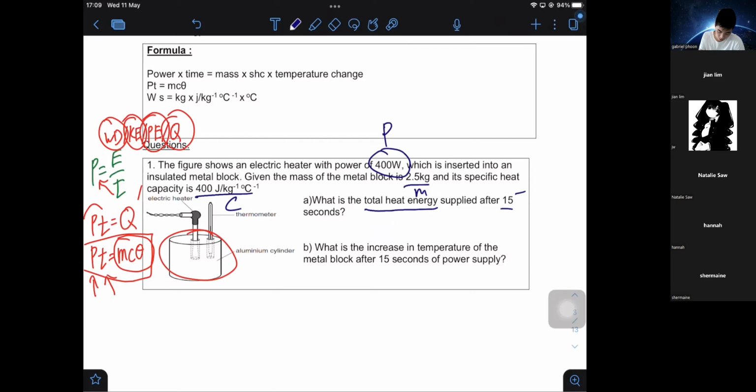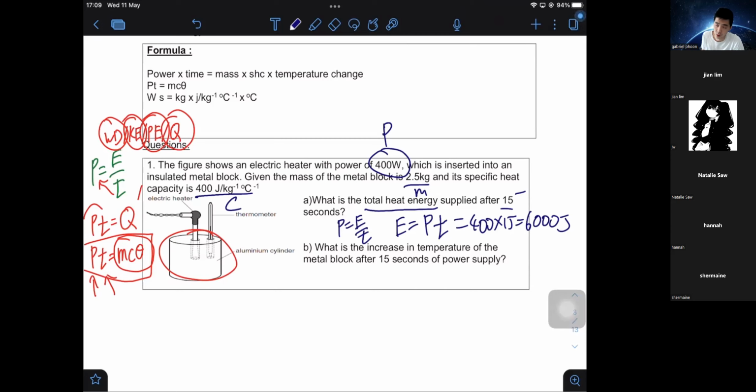If I'm looking for heat energy, it could be part of the power equals to energy over time formula as well, right? So from here, I should identify that energy is supposed to be equals to power times time, which in this case here will be 400 multiplied by 15, which is supposed to give you 6,000 joules, guys. This is how you're supposed to attempt the question.